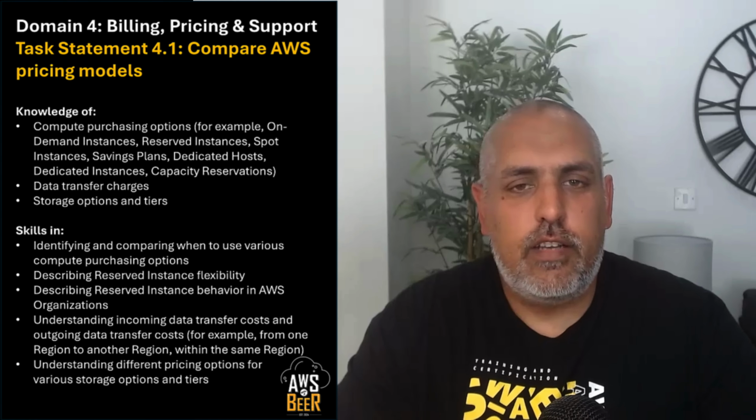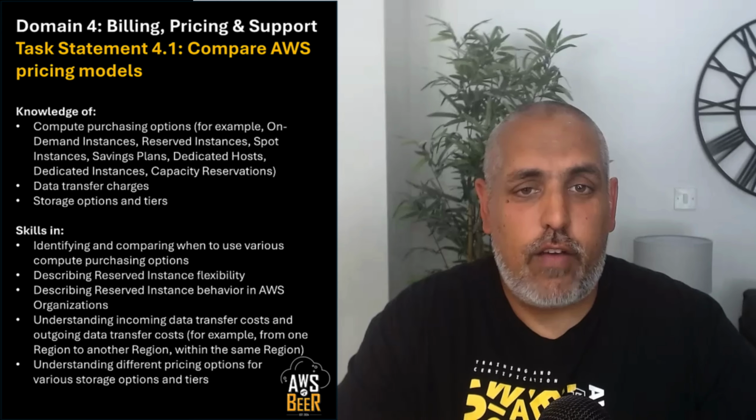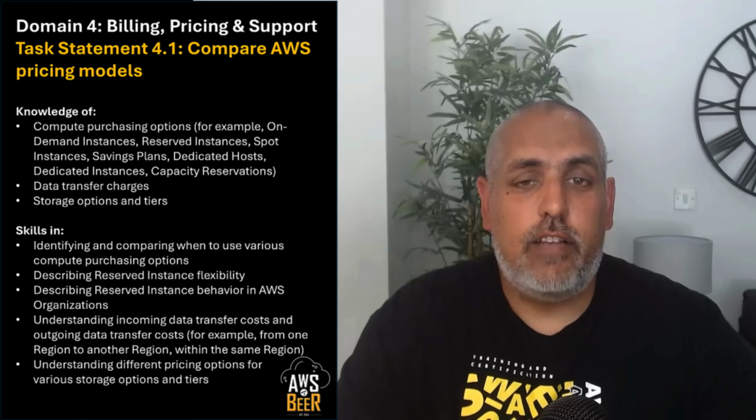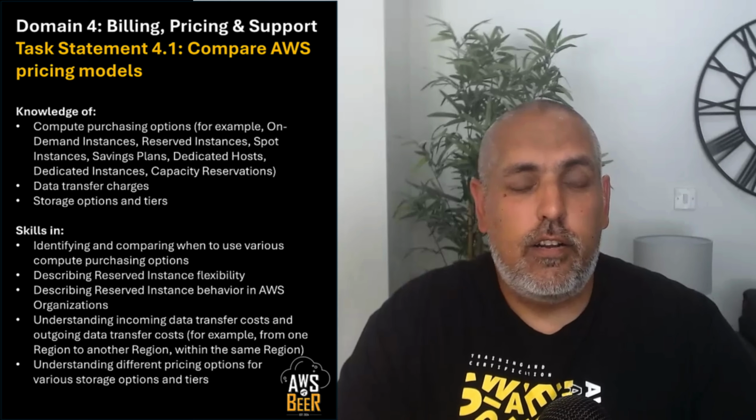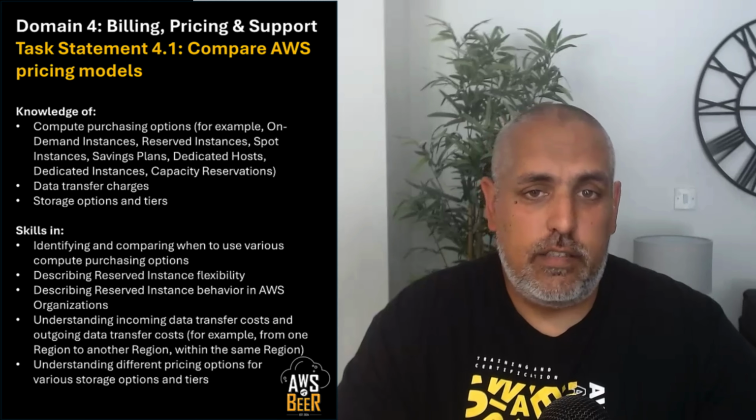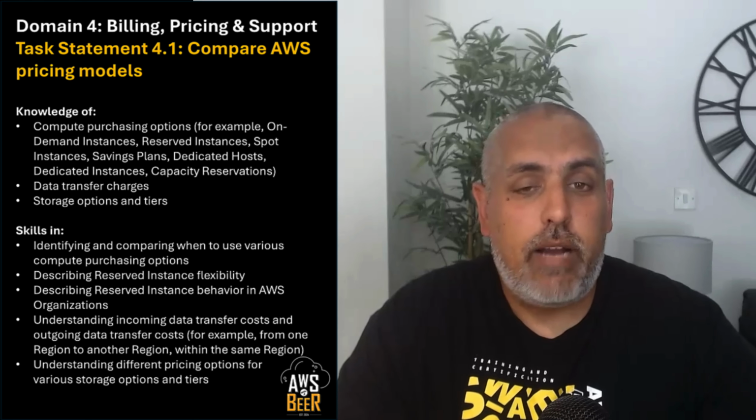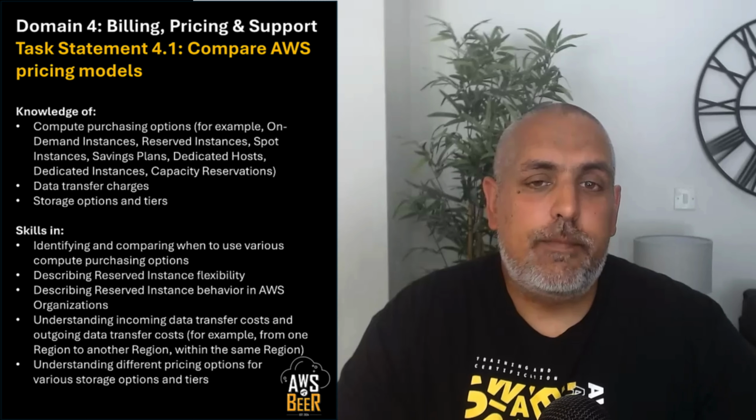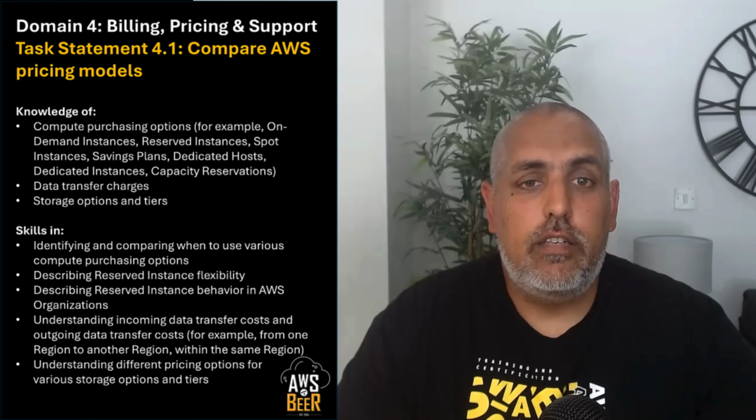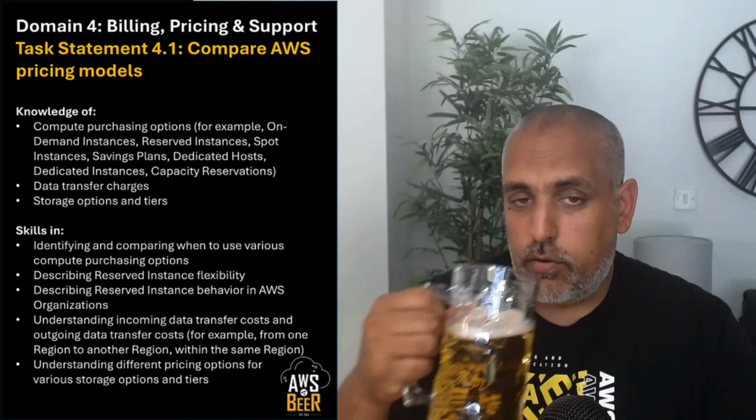So to excel in this first task statement of the AWS Certified Cloud Practitioner Exam, students must have a thorough understanding of AWS pricing models, focusing on compute purchasing options, data transfer charges, and storage options and tiers. This includes knowing the various compute purchasing options available, such as on-demand instances, reserved instances, spot instances, savings plans, dedicated hosts, dedicated instances, and capacity reservations. You need to grasp when to use each option based on workload requirements, cost considerations, and usage patterns, as well as the flexibility and behavior of reserved instances within AWS Organizations.